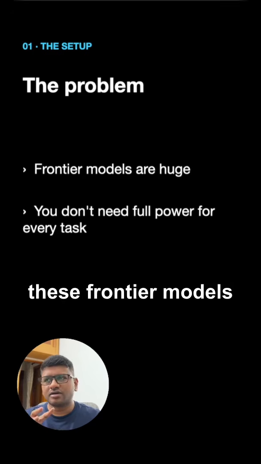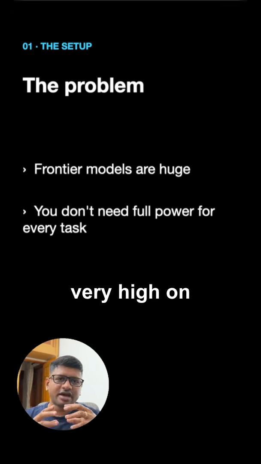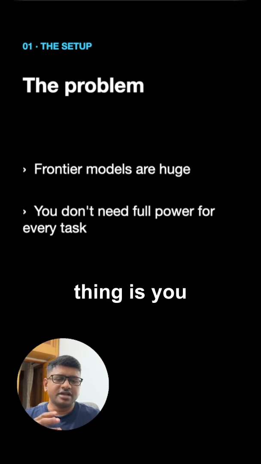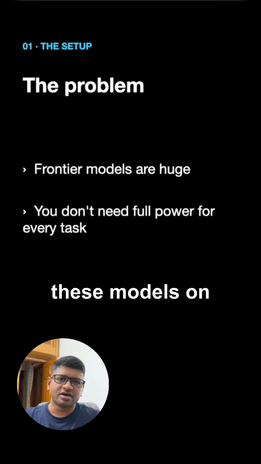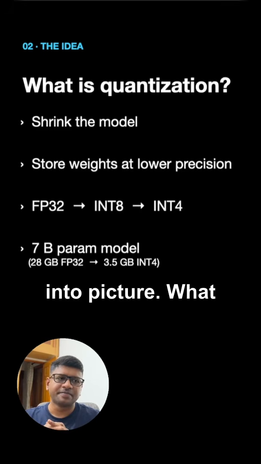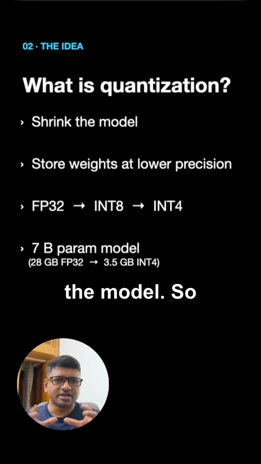So the problem with all these frontier models is they are very high on memory. So we cannot run them on the regular hardware we have. But the thing is, you don't need the full power for each and every task. So how can we run these models on our regular hardware? This is where a technique called quantization comes into the picture. What we do is basically we shrink the model.